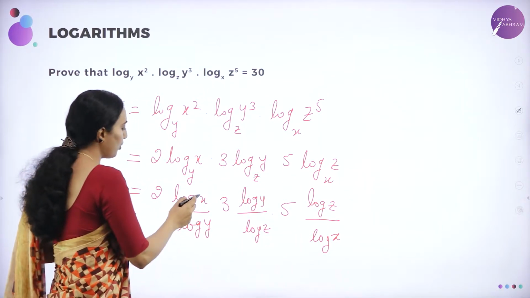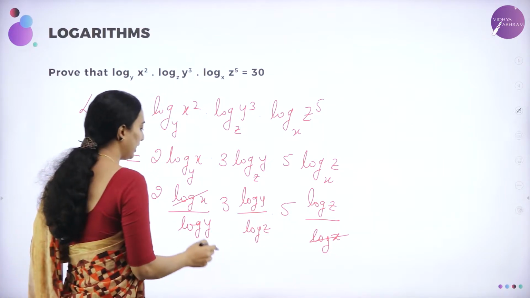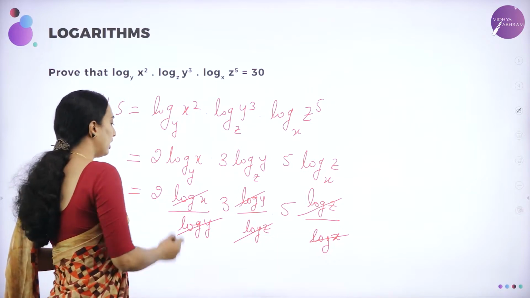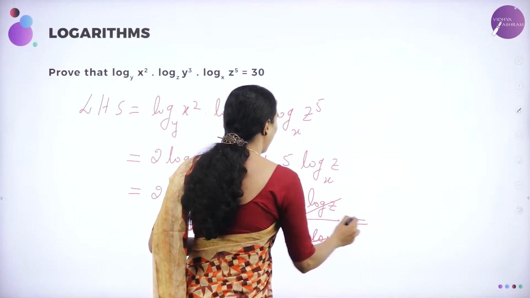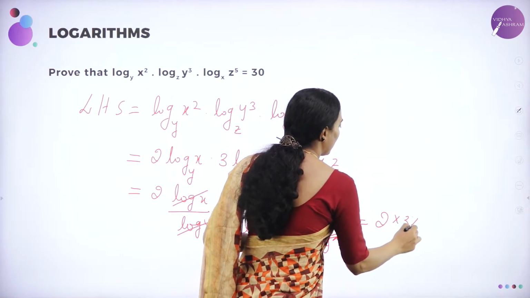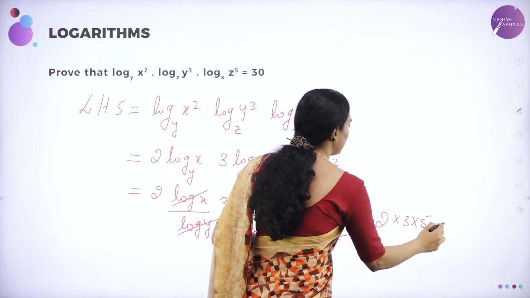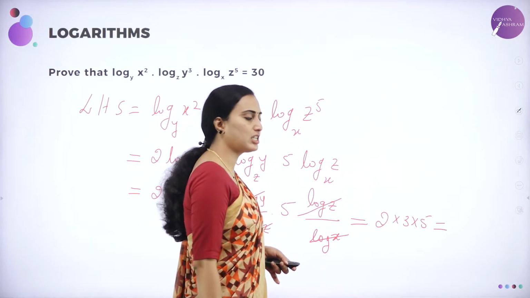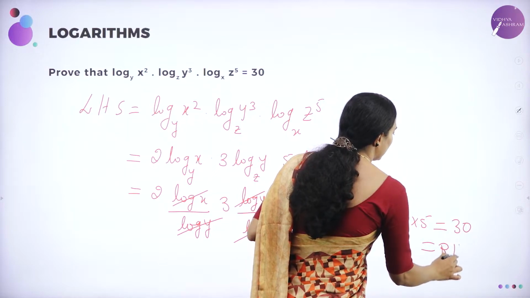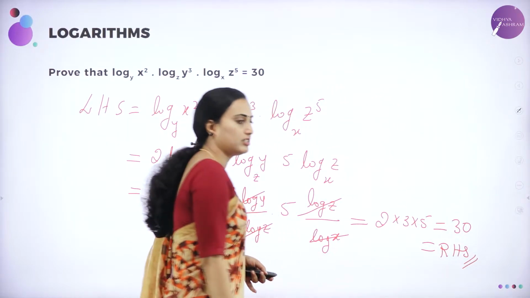Therefore, if you observe, log x will get cancelled, log y will get cancelled, and similarly log z also. The remaining is nothing but 2 into 3 into 5. What is 2 into 3 into 5, dears? 2 3s are 6, 6 5s are 30, which is nothing but your RHS. Is that the proof? Yes, dears, that is the proof.